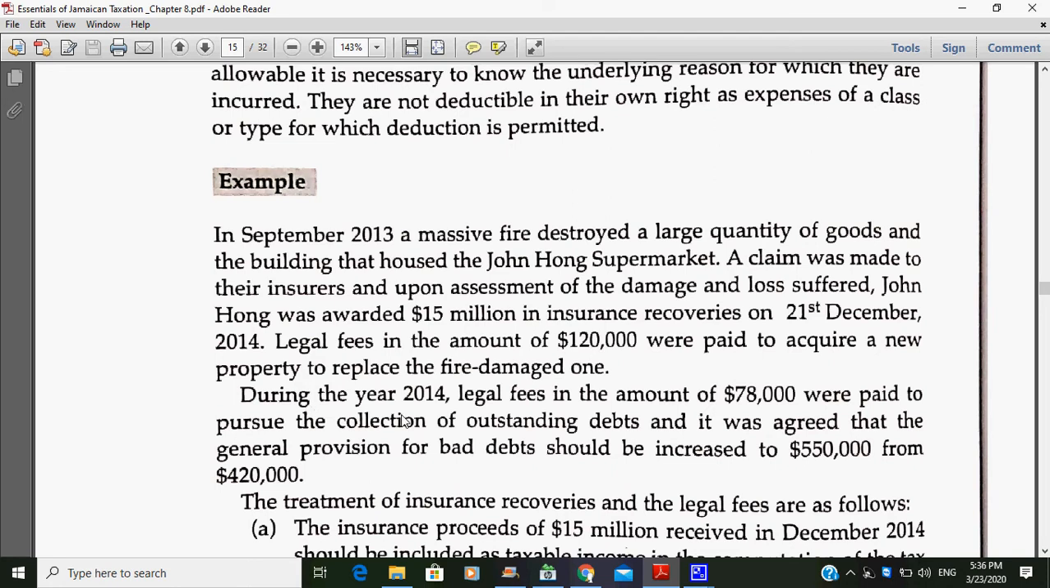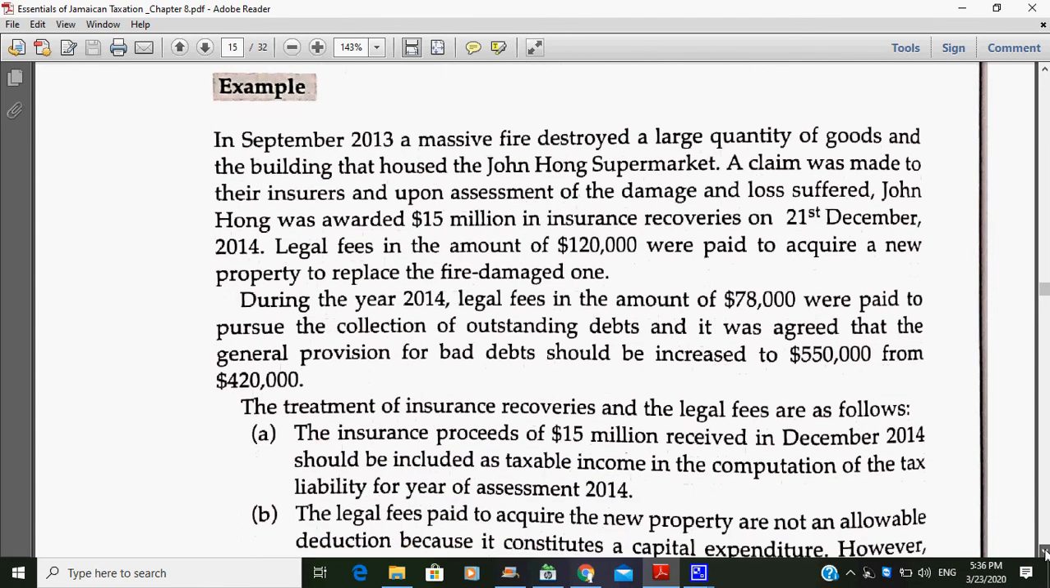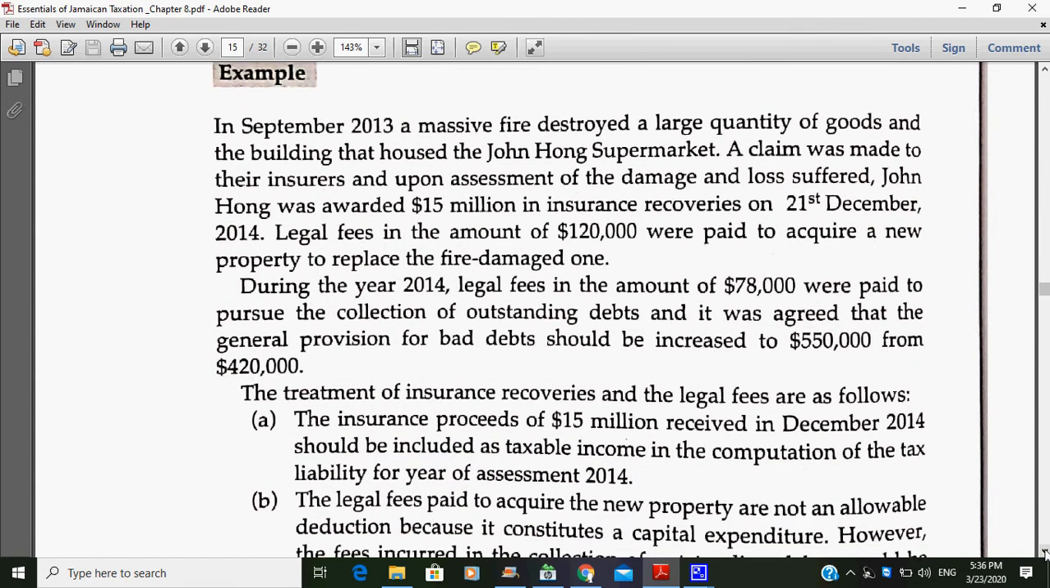During the year 2014, legal fees in the amount of $78,000 were paid to pursue the collection of outstanding debts, and it was agreed that the general provision for bad debts should be increased to $550,000 from $420,000. Here now, the treatment of the insurance recoveries and legal fees are as follows.